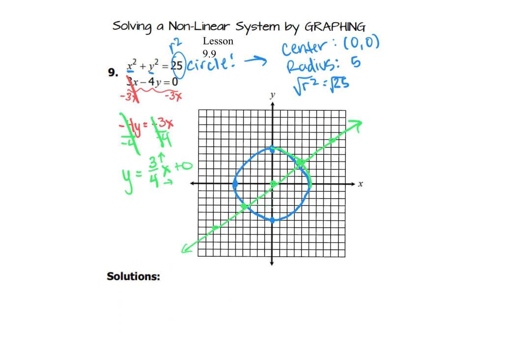Okay, so we have 2 points of intersection here again. Okay, our line crosses our circle at 2 places. Count it out if you need to, but those 2 places are at negative 4 and negative 3 on this left side right here. And then our other point is at positive 4, positive 3.